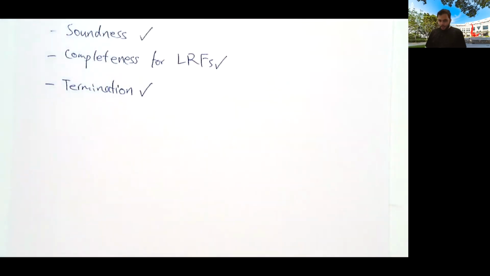In other words, we actually have a sound, complete, and terminating algorithm, but it's not really an algorithm that decides termination. It's an algorithm that decides the special case of termination. It decides whether your program has a linear ranking function or not. Okay. Now, is this any good?